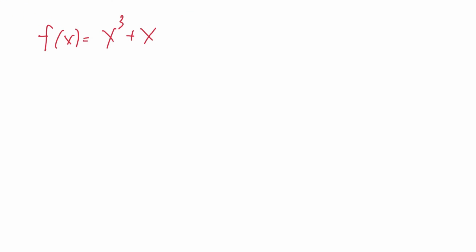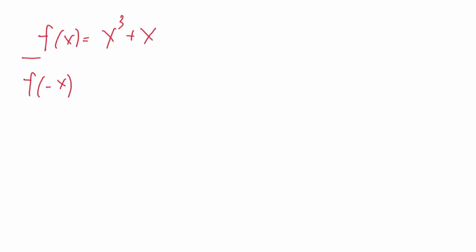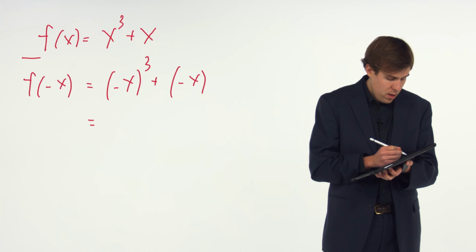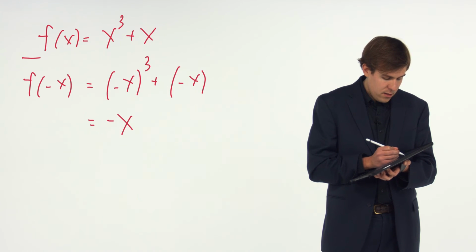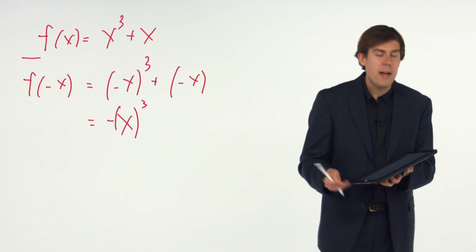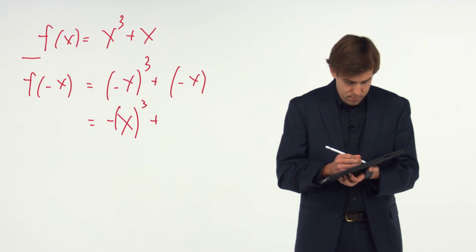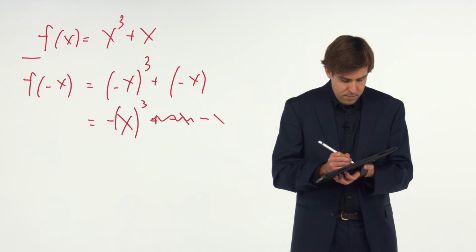Let's look at another example. f of x equals x cubed plus x. So this is a degree 3 polynomial. And we can check if it's even or odd. Plug in minus x. So what is minus x cubed? Well, it's actually minus x, with the minus on the inside, quantity cubed. And then this is just minus x.